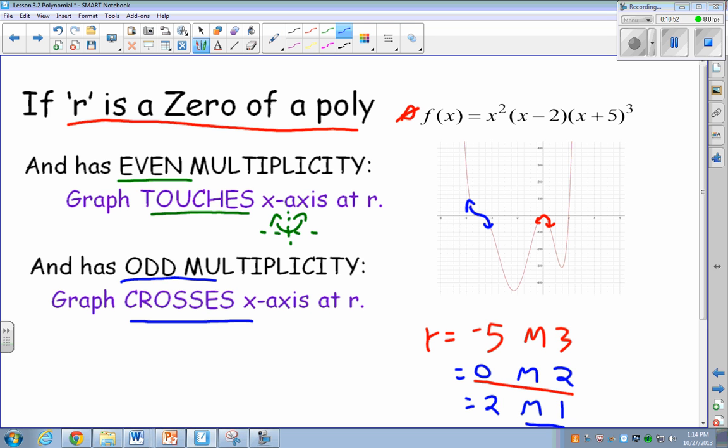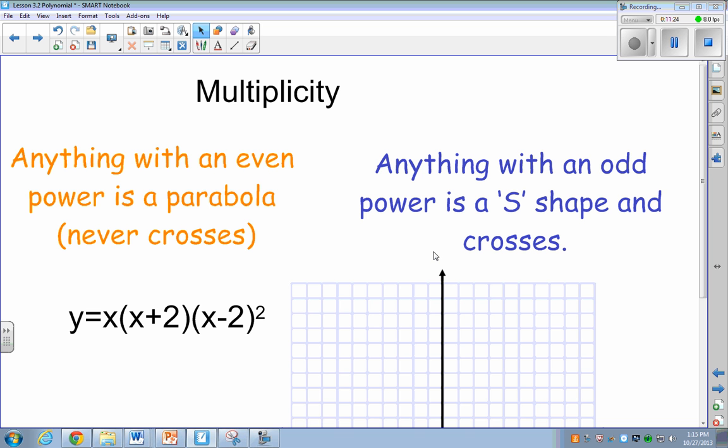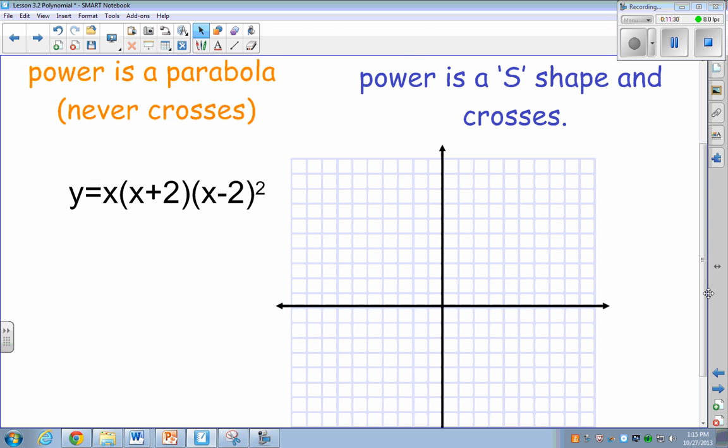Now if m is just equal to 1, it just has a straight line going through it, but it still crosses. So there are 3 ways for your zeros with different multiplicities to affect the way the graph looks. Odd has like that little S shape going through it. Even touches it. M equal to 1 has a straight line going through it. Okay, so just as a review, anything with an even power is a parabola, touches it. And then anything with that odd power is an S shape, and it will cross.